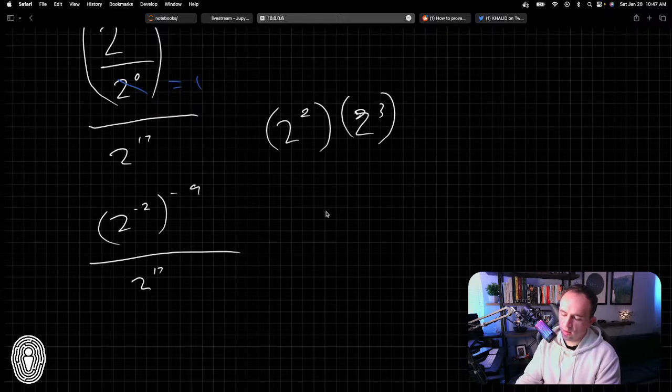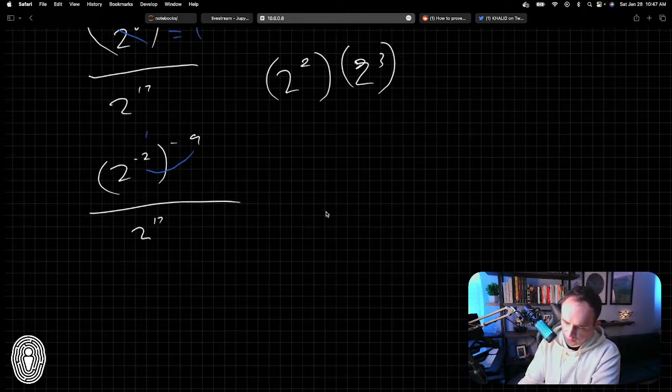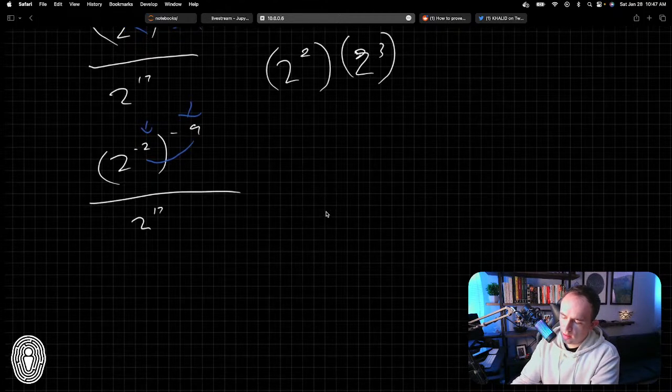So if we multiply these two values here, this negative 2 and this negative 9, we have a positive 18. So negative 2 times negative 9. That leaves us with 2 to the 18th, all over 2 to the 17th.